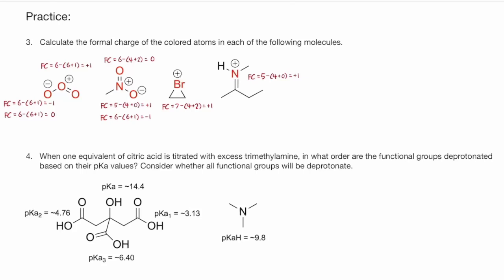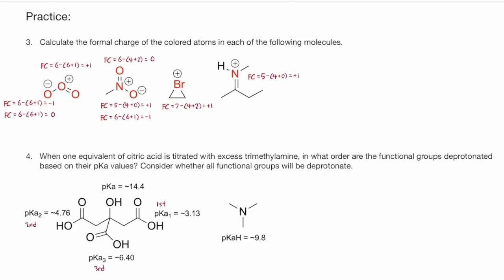When titrating one equivalent of citric acid with excess trimethylamine, we need to consider the pKa values of the functional groups in citric acid to determine the order of deprotonation. Citric acid has 3 carboxylic groups with the following pKa values: 3.13, 4.76, and 6.40. Recall that lower pKa values correspond to greater acidity. Therefore, these 3 carboxylic acid functional groups will be deprotonated by trimethylamine in this order.